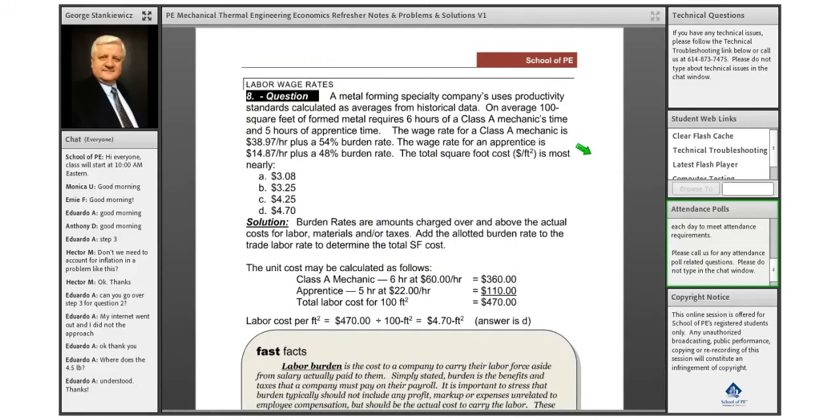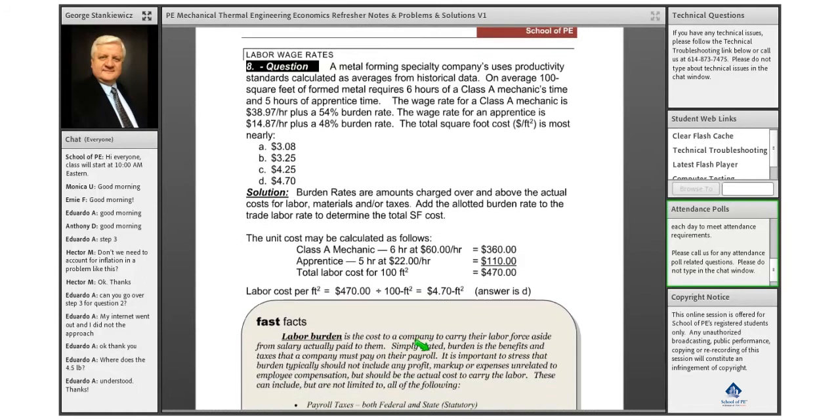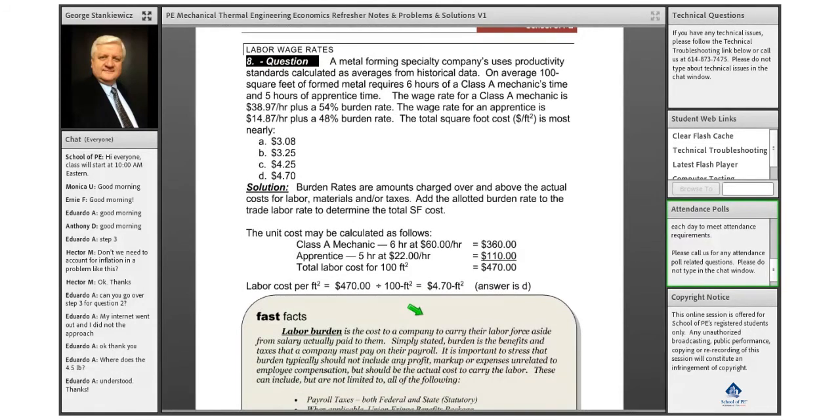Okay, a few more. A metal forming plant uses productivity standards calculated as averages from historic data. On average, 100 square feet of formed metal requires 6 hours of Class A mechanics time and 5 hours of apprentice time. The wage rate for a Class A mechanic is $38 plus 54% burden rate, and the wage rate for an apprentice is $14 plus a 48% burden rate. The total square foot cost is most nearly.